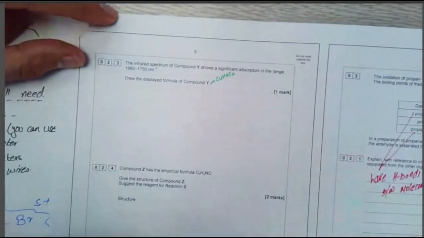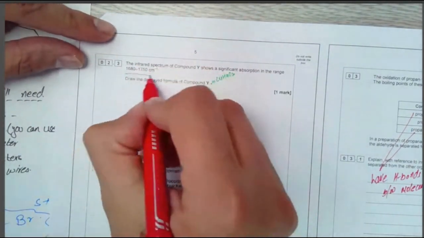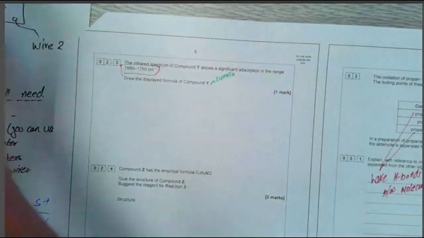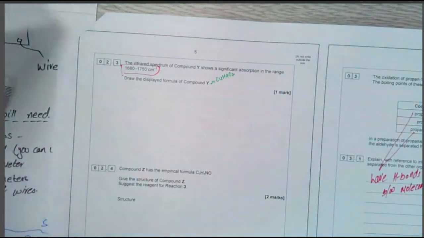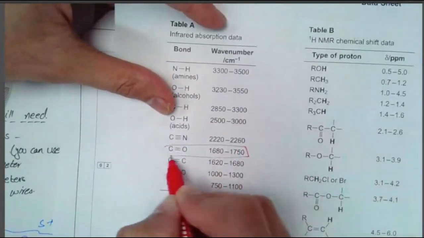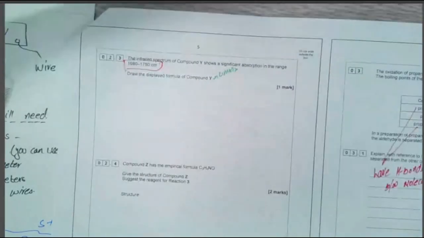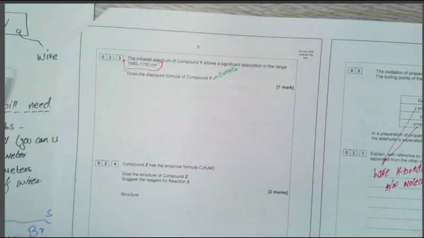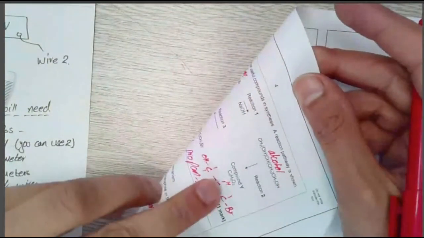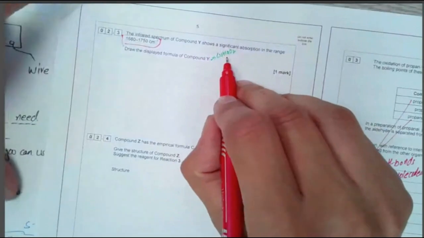It says the infrared spectrum of compound Y shows a significant absorption in the range of 1680 to 1750. So I'll have to go back again to the data booklet and I see 1680 to 1750. That means it has a C=O double bond, and it says significant. Draw the displayed formula of compound Y. So if I go back, compound Y is C4H8O2.